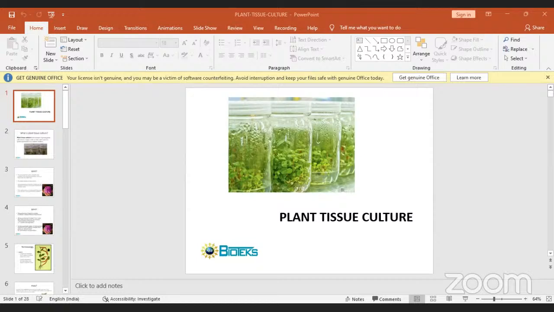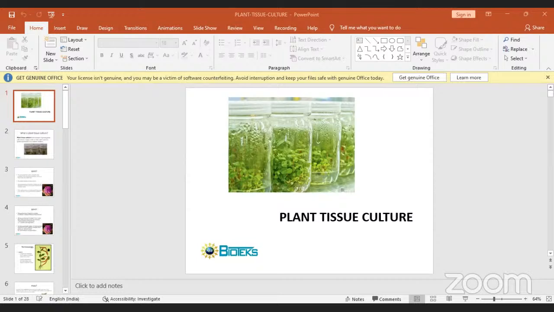The callus which is formed on an original explant is called primary callus, which is compact. Secondary callus is formed by subculturing the primary callus. Repeated subculturing forms friable callus. Observe this diagram: friable callus and compact callus. Another one is the suspension culture, which I already discussed.